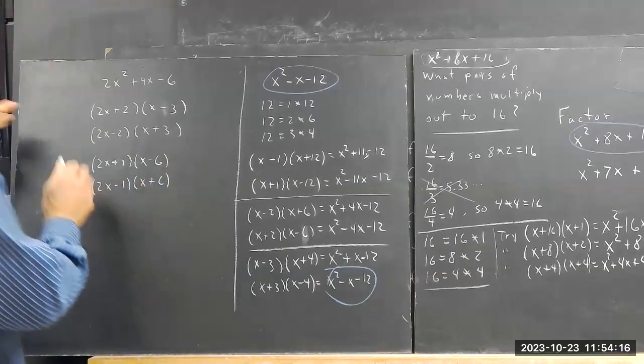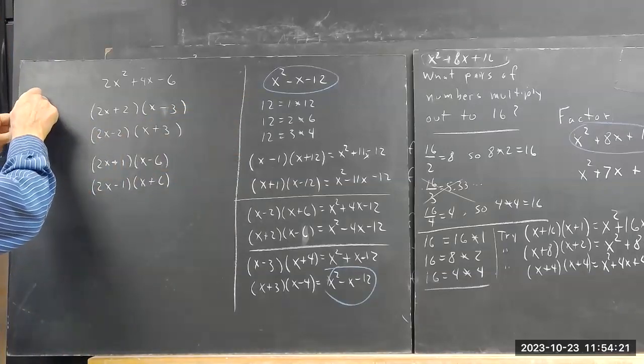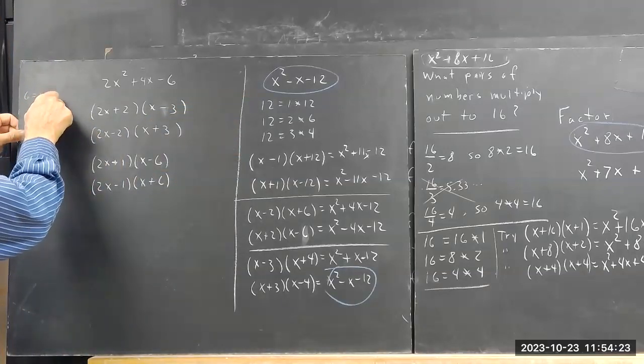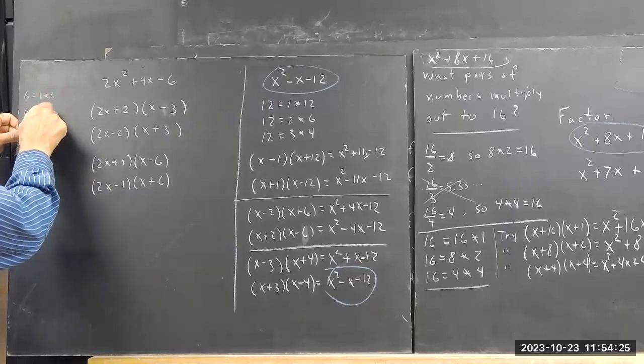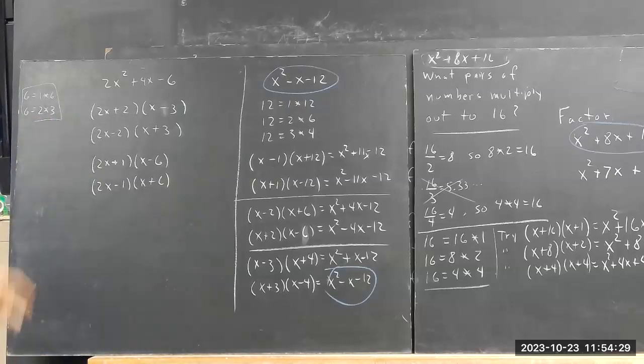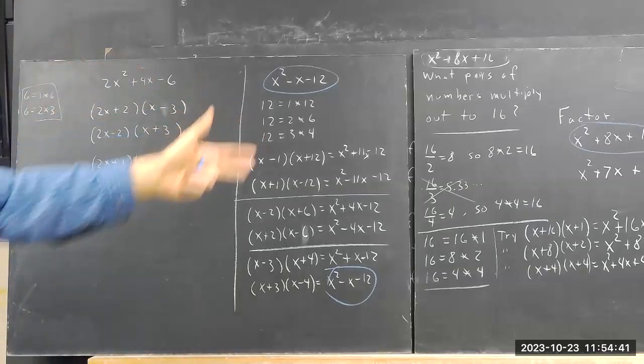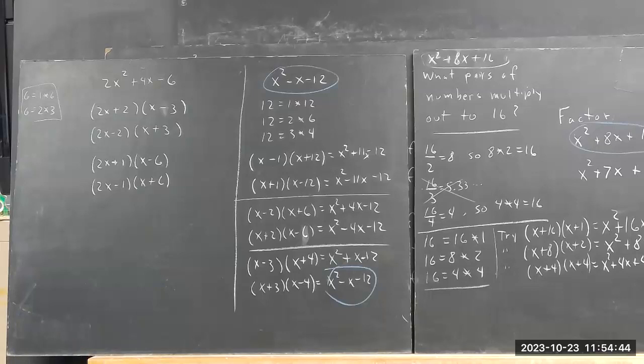Now I'll just note over here, I didn't do the step, but I can say that 6 equals 1 times 6. 6 equals 2 times 3. Those are two possibilities for numbers that multiply out to 6. Since we need a negative 6, one has to be positive, one has to be negative. We've seen that in this example.